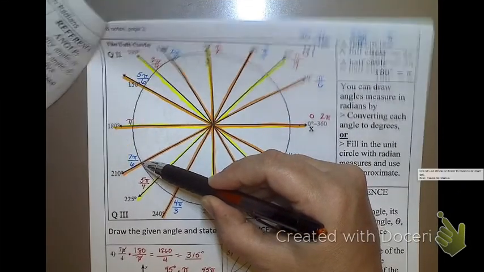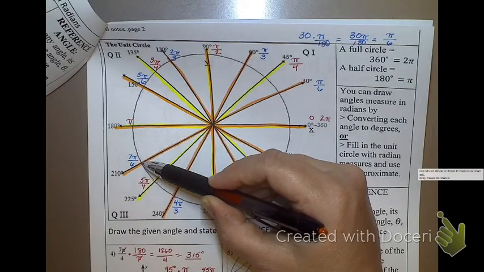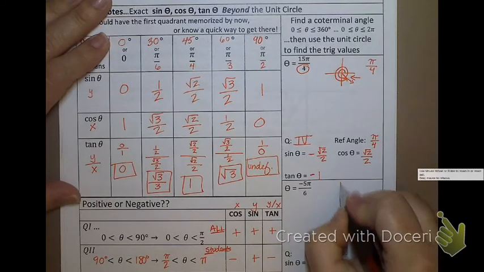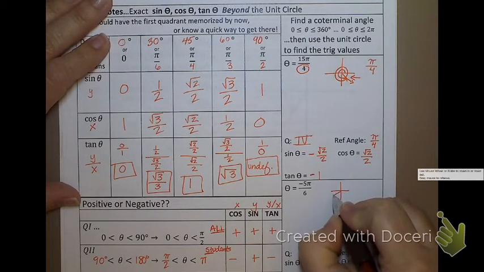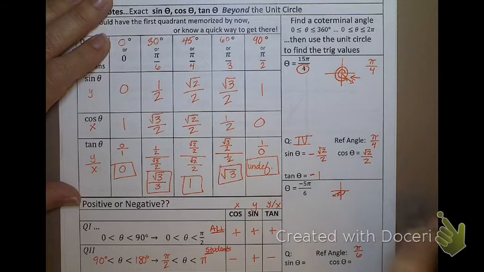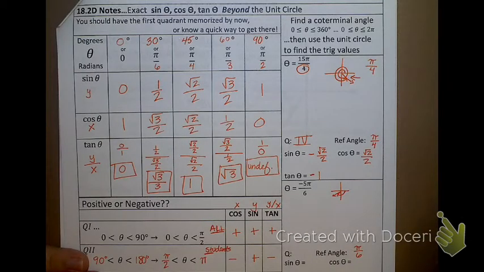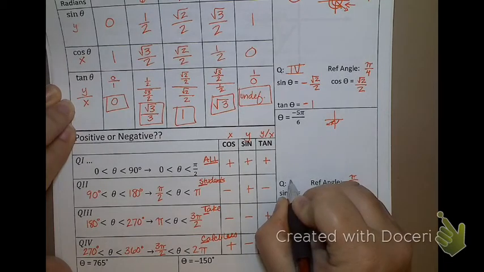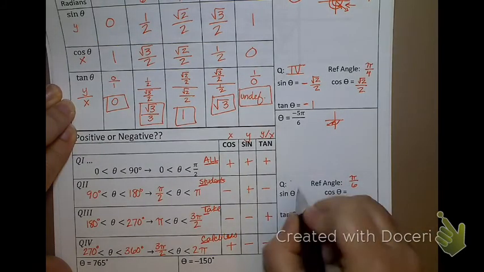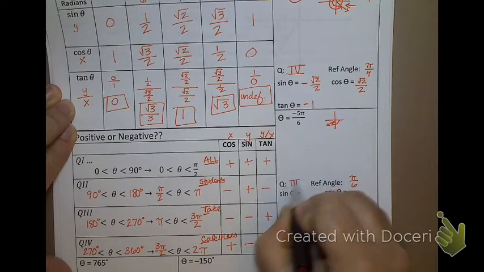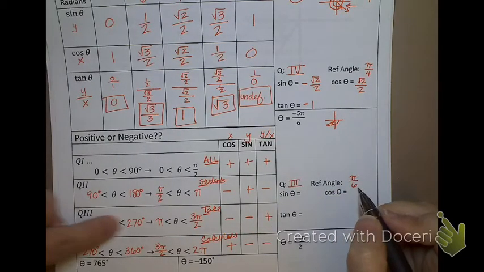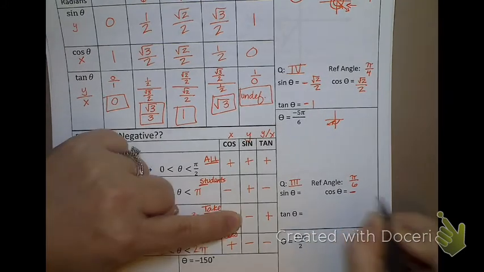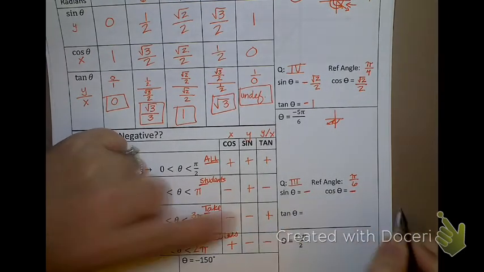So I'm coterminal with what? 7 pi over 6? So if I come over here, this angle looks like that. Coterminal with 7 pi over 6. What quadrant is that in? Quadrant 3. What do I know about quadrant 3? Cosine is negative, sine is negative, tangent is positive.